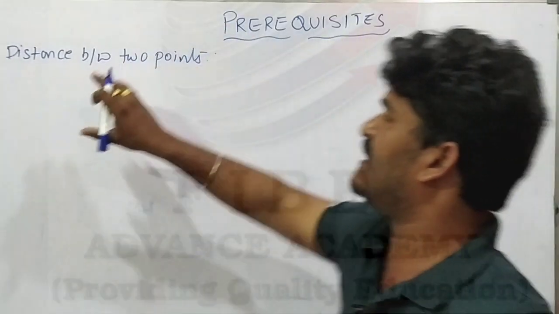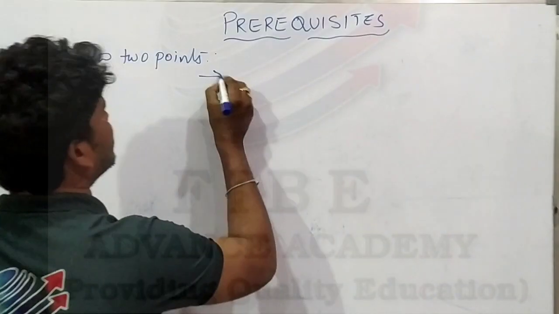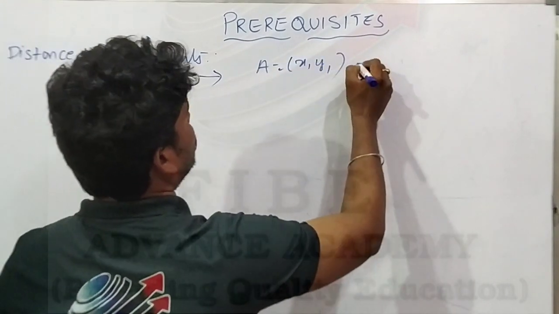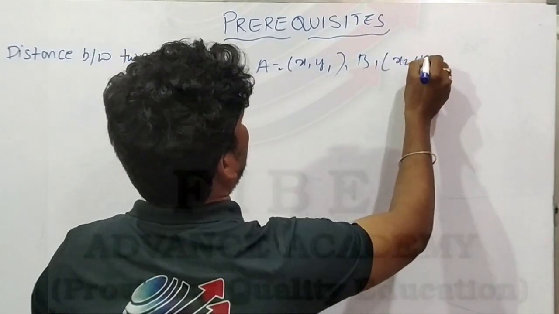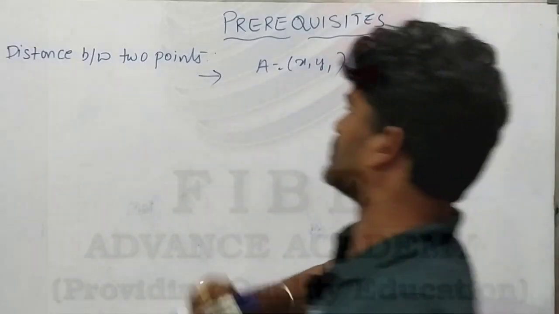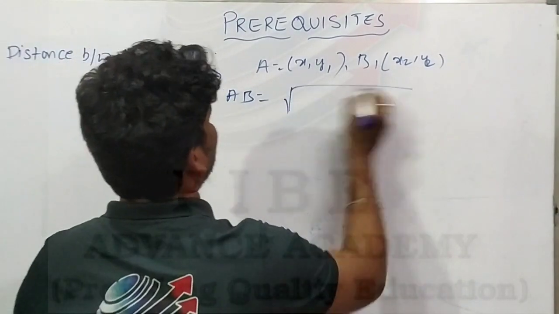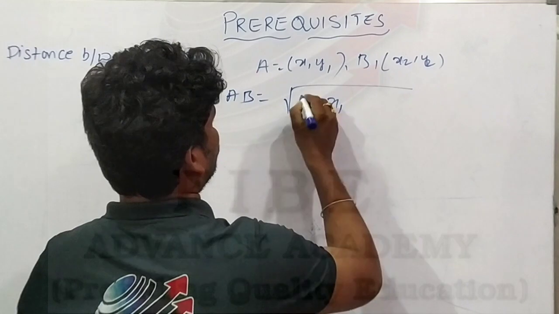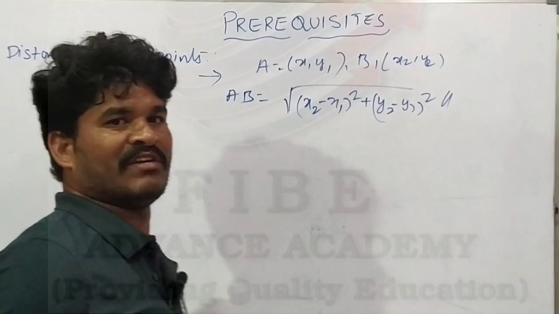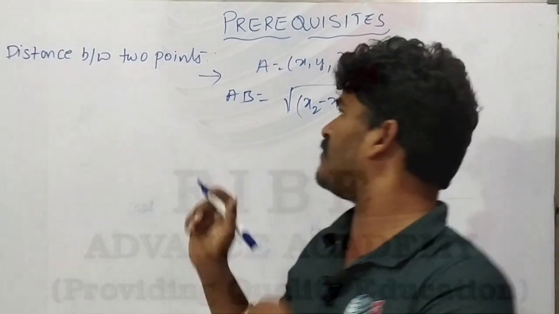The first topic is the distance between 2 points. Assume that A equals (x1, y1) and B equals (x2, y2). These 2 points are given, and from them we are going to find the distance AB on the x-y plane. The formula is the square root of (x2 minus x1) whole square plus (y2 minus y1) whole square. Whenever 2 points are given on the x-y plane, this gives the distance between A and B.